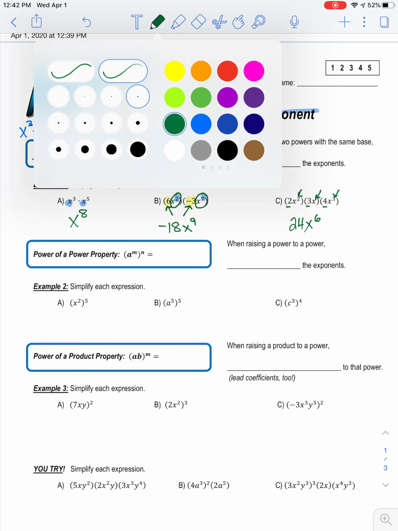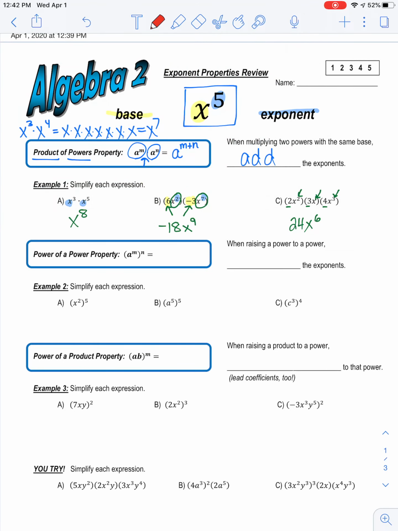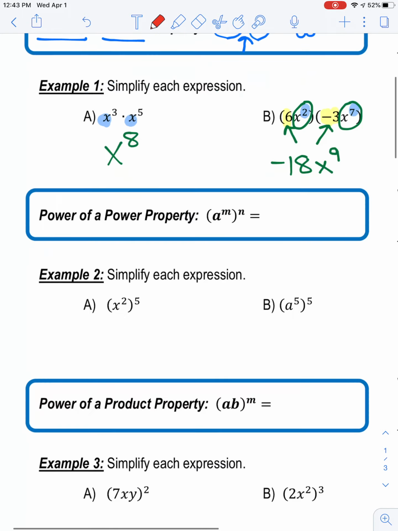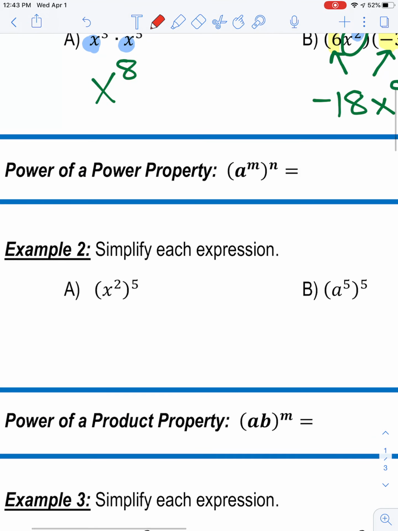All right, let's move on to our next property. We have the power of a power property. It's where you have a power and you raise it to another power. So it's kind of like you have two exponents. You have one inside the parenthesis and then one again after the parenthesis. So let's actually look at example 2a, and then we can go up and fill in the rule.